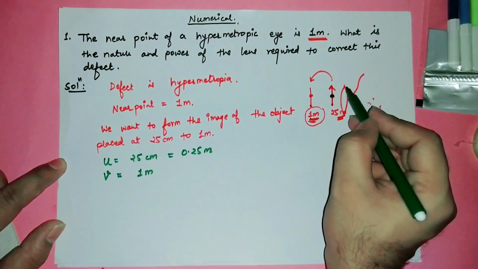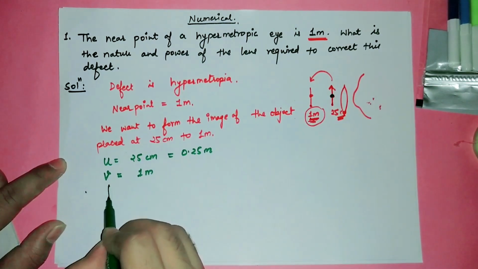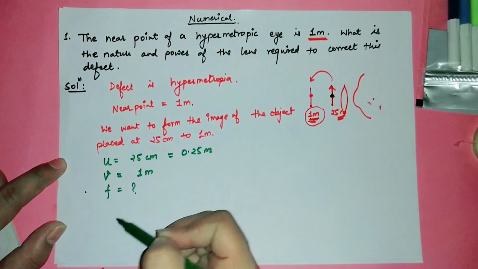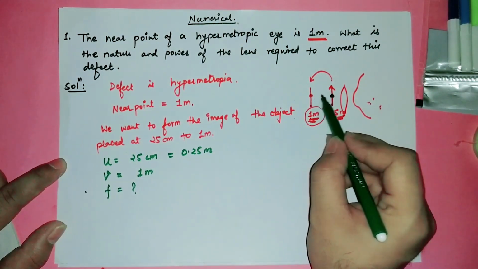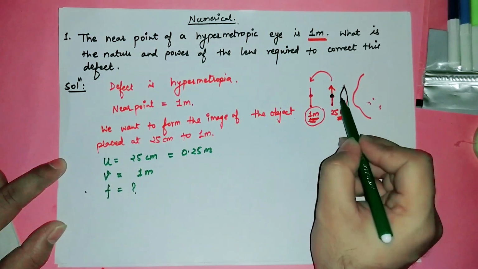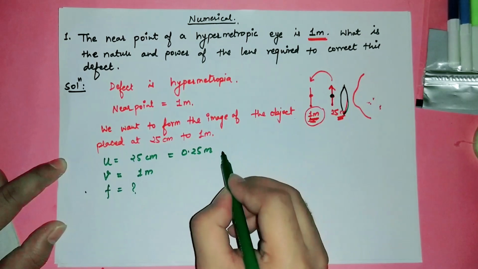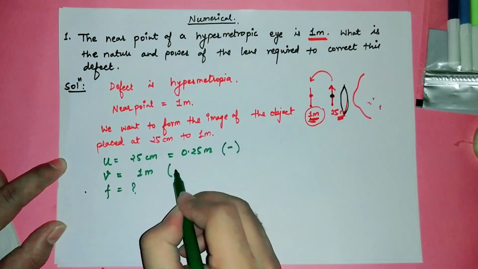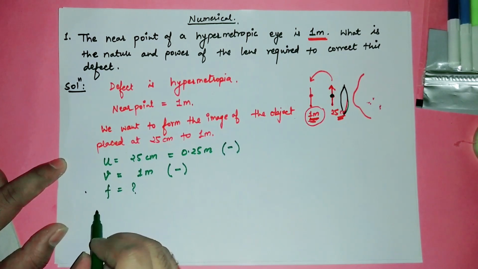So this we can calculate by Miller's formula. So F we want to calculate. Now you can see all the distances are towards the left side of this lens. So we will take these distances as negative. So this distance will be negative, this distance will also be negative. So we want to calculate the focal length, from the lens formula.